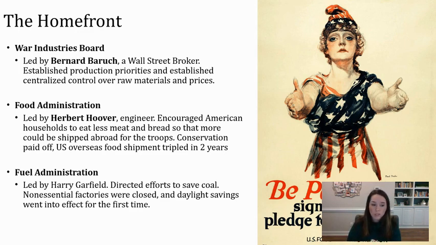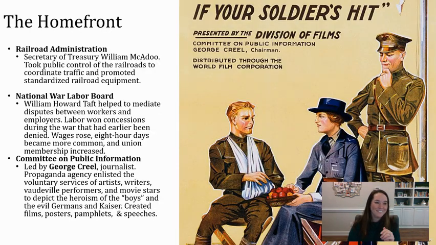The Fuel Administration is going to really focus on saving coal. Non-essential factories were going to be closed down. We had daylight savings time go into effect for the first time in order to maximize sunlight and energy. And it's still around, even though I don't know if it should be. The Railroad Administration took control over those private railroad companies, which is interesting, right? Because that's something that the populists argued for. But again, to promote the standardized railroad equipment, to become as efficient as possible and to use it the way in which the factories needed in order to get the things needed to Europe or to different parts of the country.